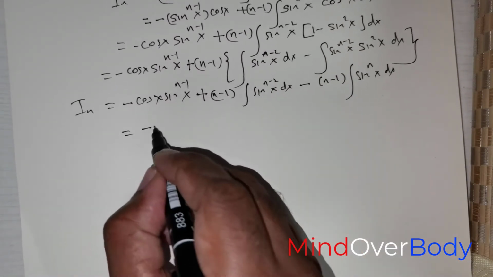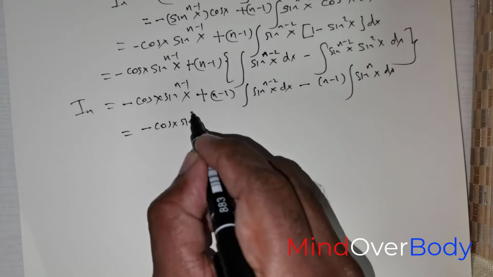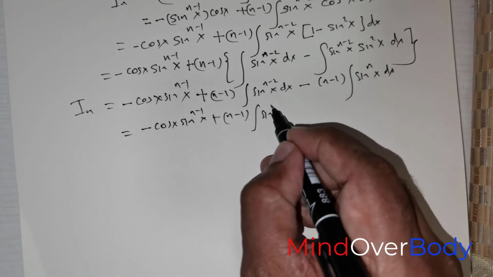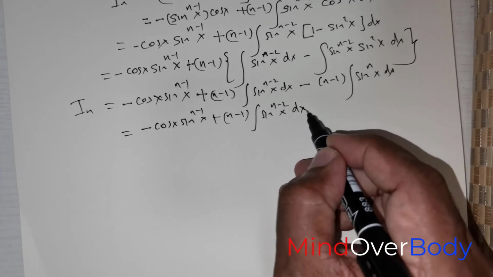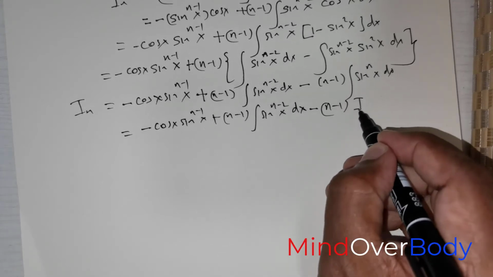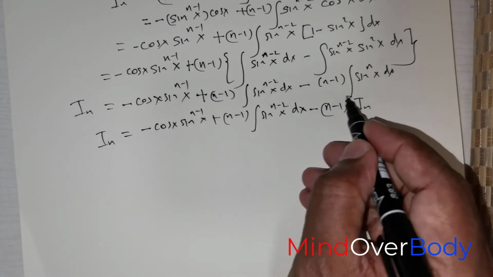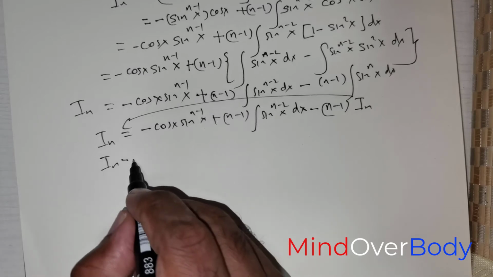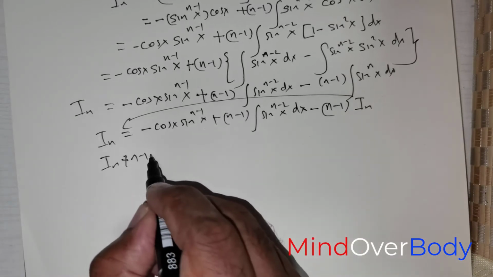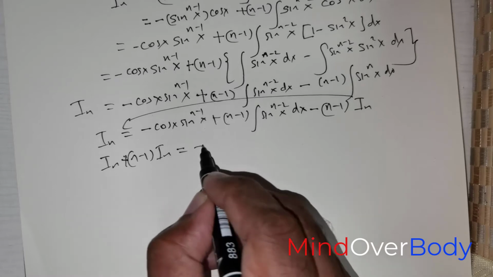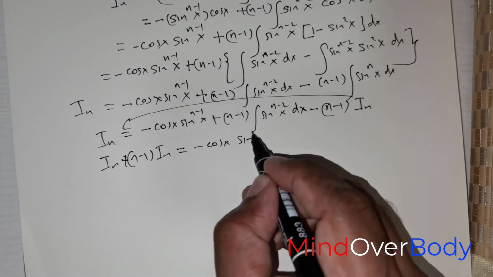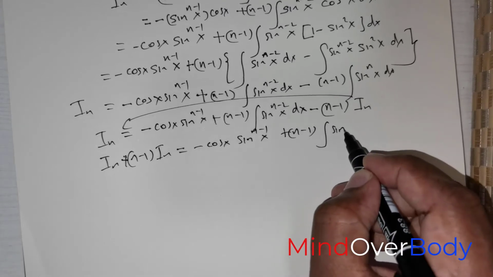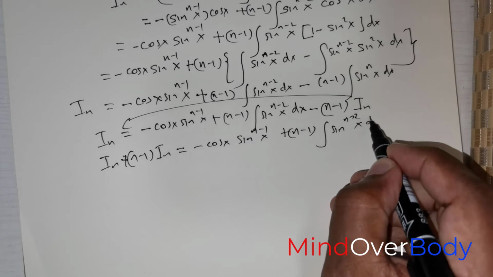So I can rewrite this as negative cos x sine raised to the power of n minus 1 x, positive n minus 1 times integral sine raised to the power of n minus 2 x dx, negative n minus 1 times I suffix n. I have this term in here, so I will push this to the left hand side. This would give me, negative would become positive, n minus 1 times I suffix n is equal to negative cos x times sine raised to the power of n minus 1 x, positive n minus 1 times integral sine raised to the power of n minus 2 x dx.